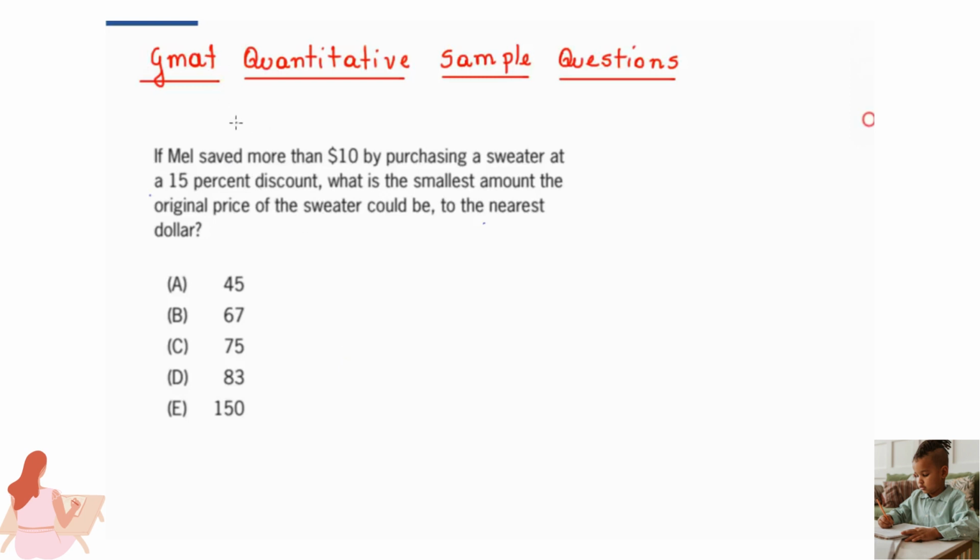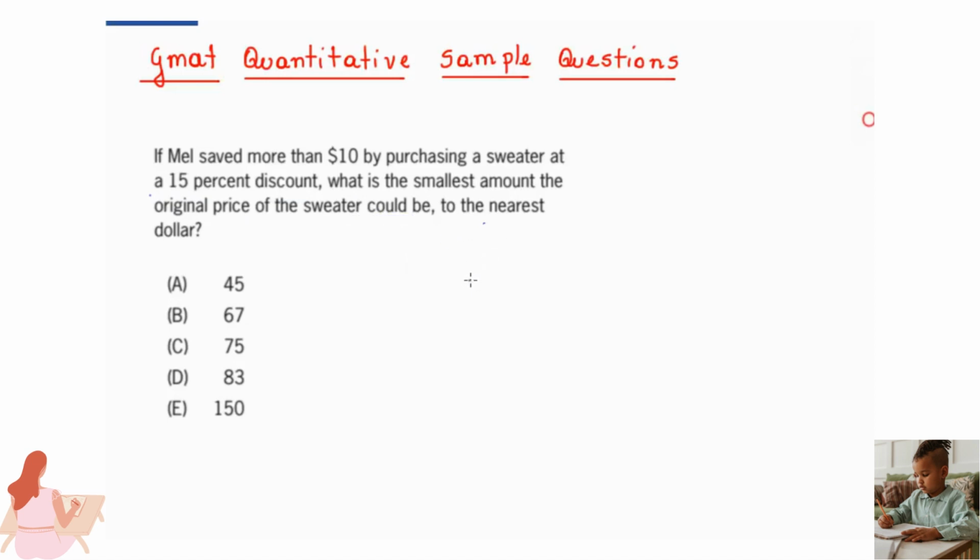Hello guys, in this video I will solve 3 sample questions of a quantitative part of GMAT exam. So let's go to the first one. It says that if Mel saved more than $10 by purchasing a sweater at a 15% discount, what's the smallest amount the original price of the sweater could be to the nearest dollar?